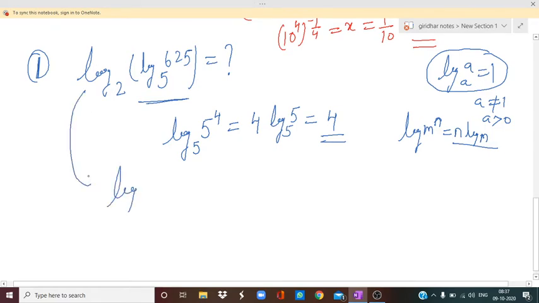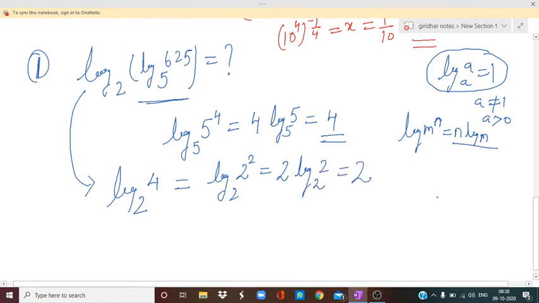So now this question is transformed into log 4 with base 2. And this you can write again as 2 square. Again we'll use the power rule: 2 into log 2 with base 2, which is nothing but 2, because log 2 with base 2 is again 1. So 2 into 1, which is 2. So properties and features of log are important to get the solution of such problems. Fine.